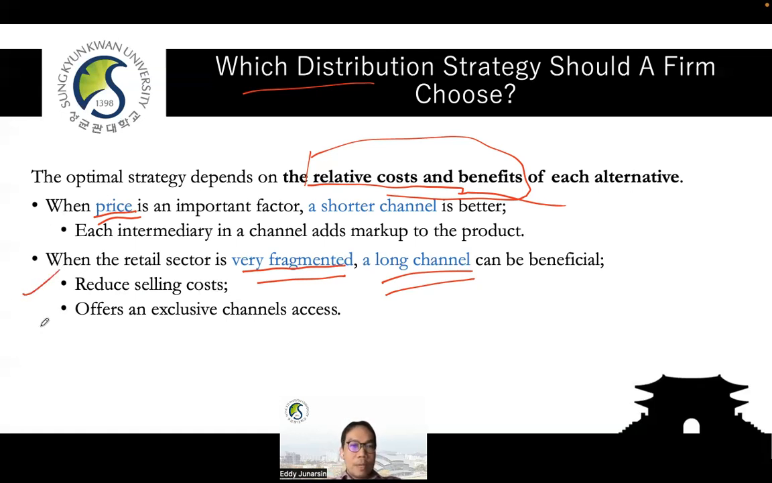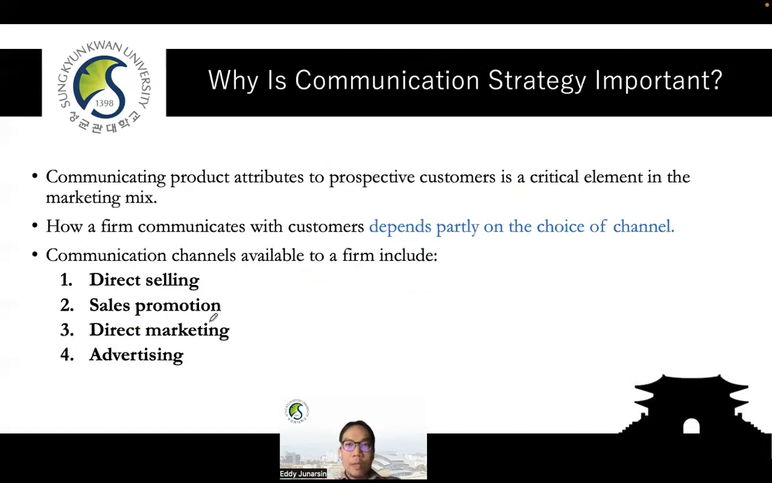But of course, there are many other factors that we have to sacrifice, like maybe the cost is higher, so cost management should be tighter in the fragmented and long channel system. And we might have to offer some exclusive channels in certain cases or situations or certain customers.